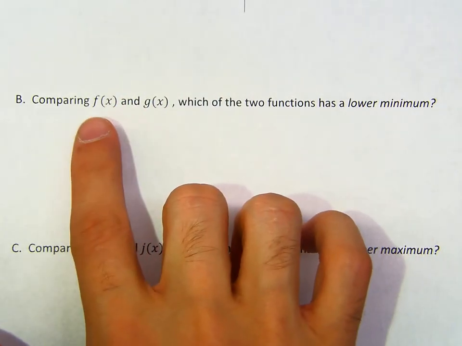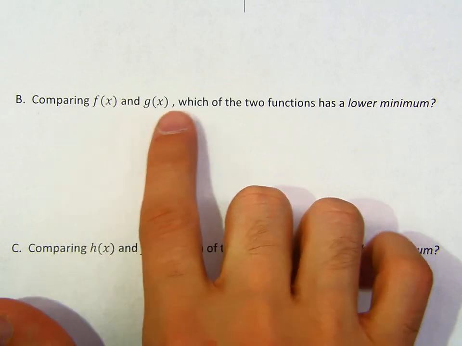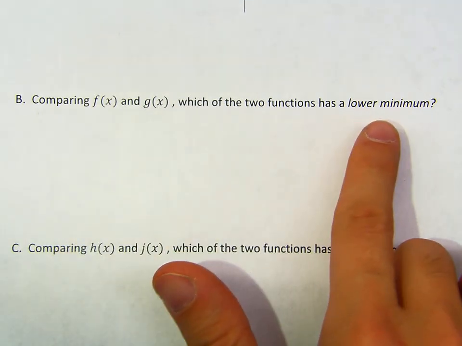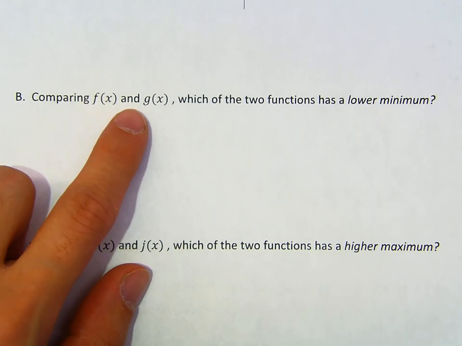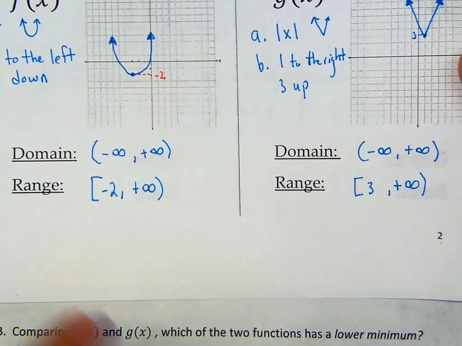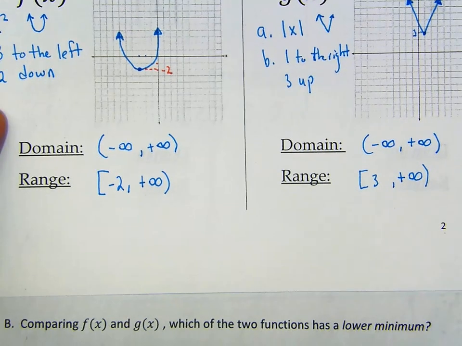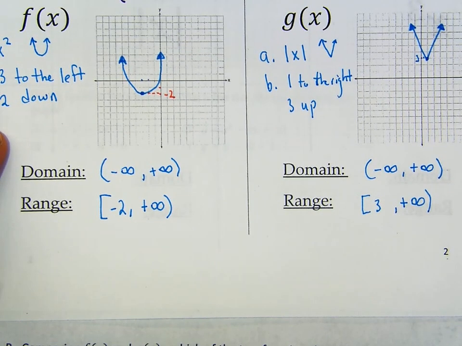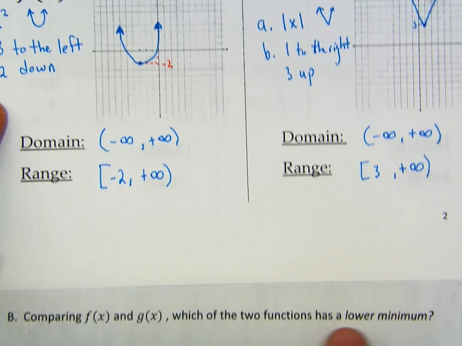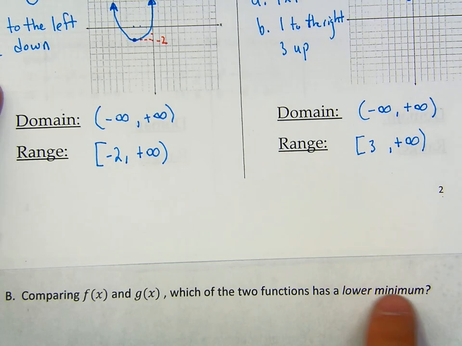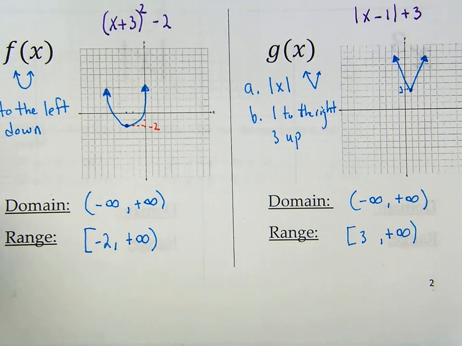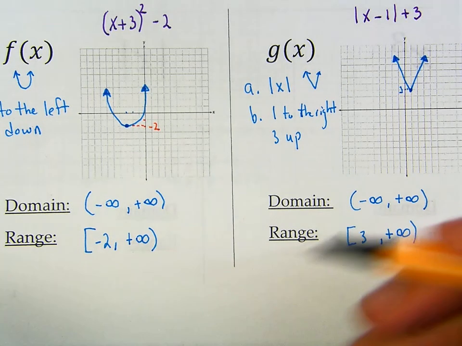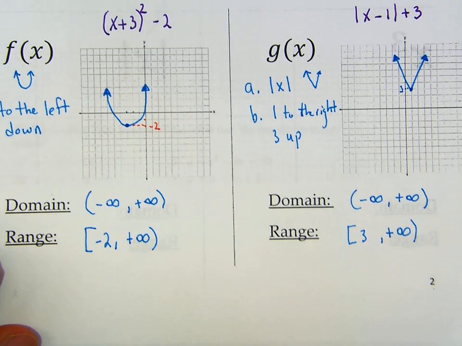So here, comparing f of x and g of x, which of the two functions has the lower minimum? Take a second and look at f of x and g of x, and let's go back to the functions. So they look like this, right? So the question is which one has the lower minimum, right? If we look at the graph, which one of these has the lower minimum? It's just f of x, right?